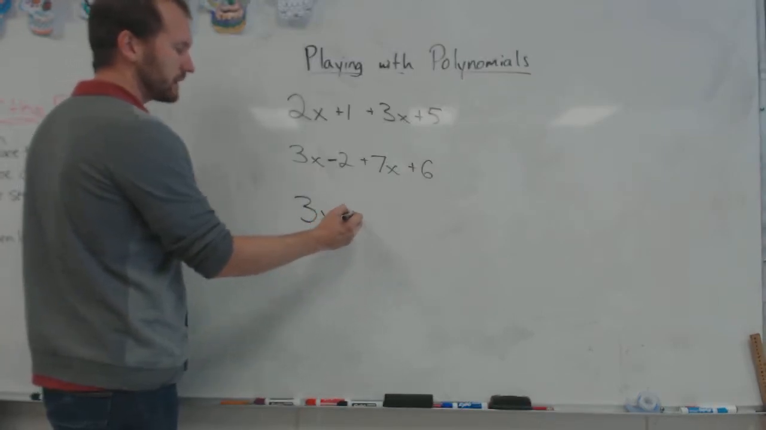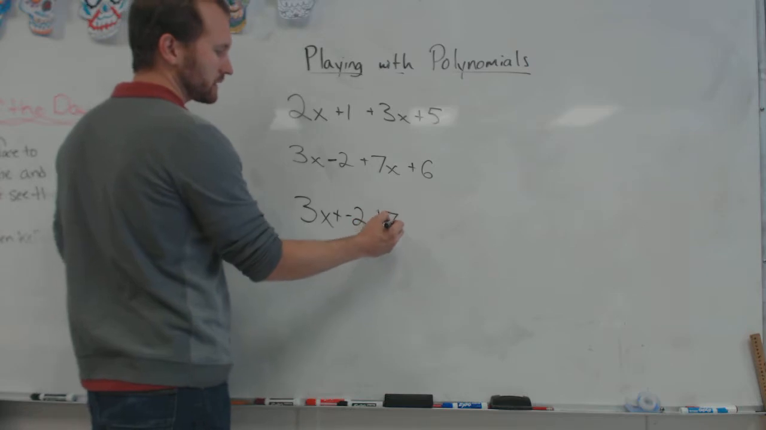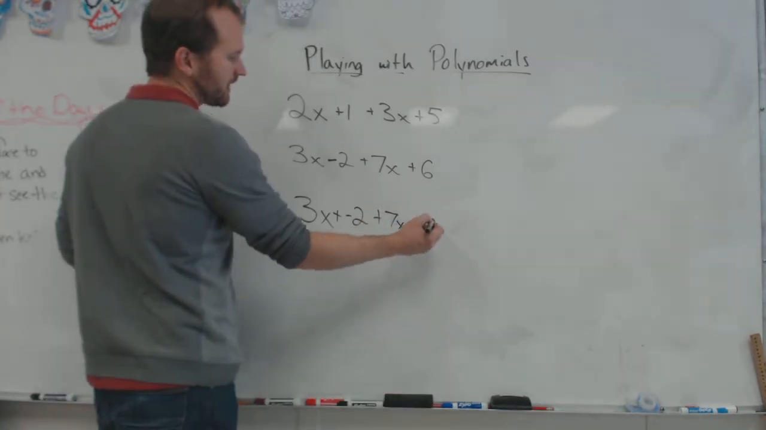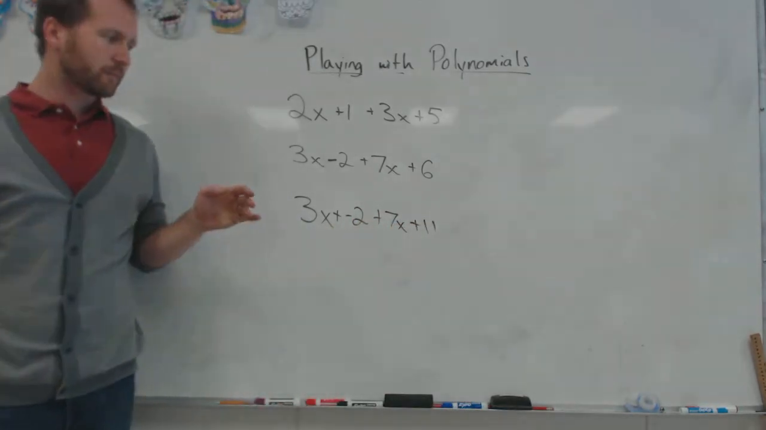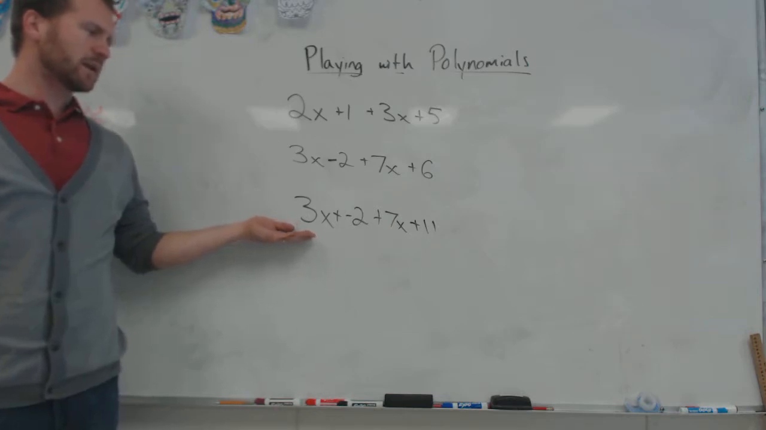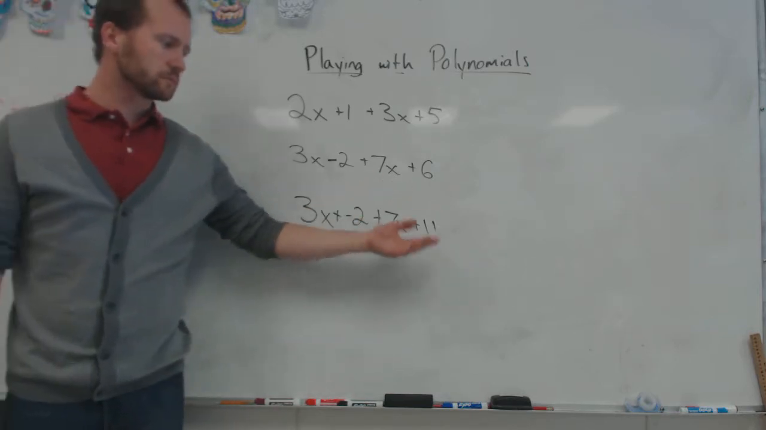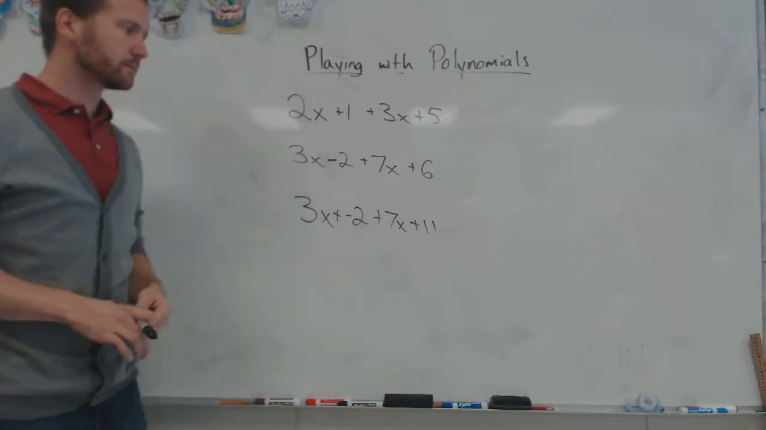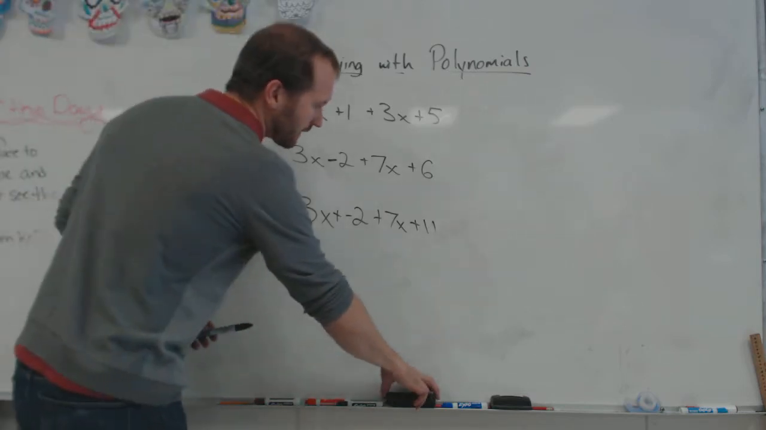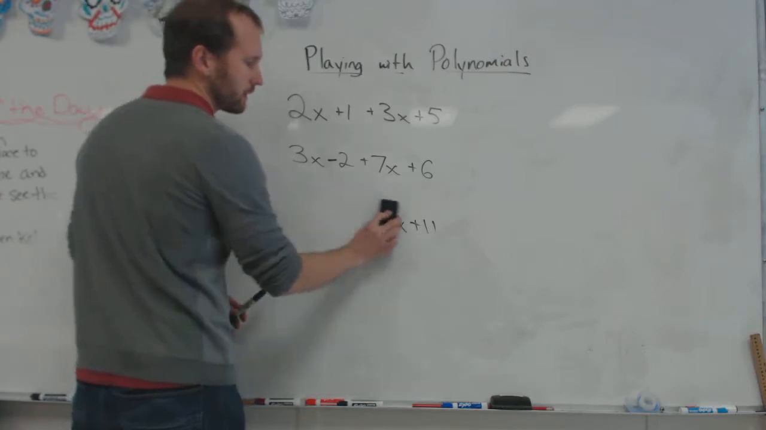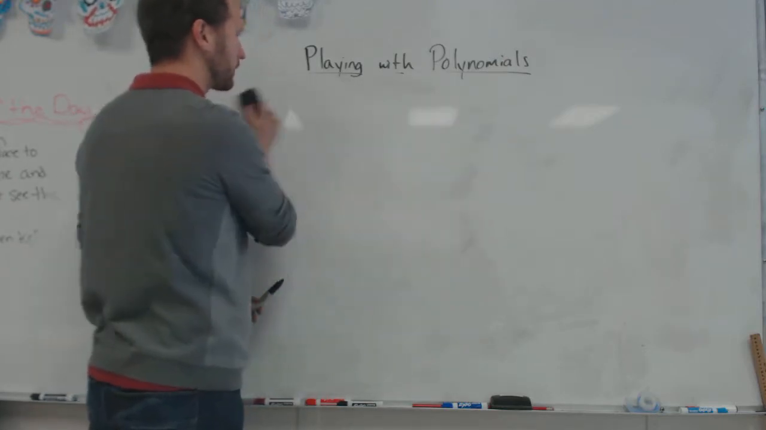What if I had this? 3x plus negative 2 plus 7x plus 11. Let's make it a little different. What are my terms in this polynomial? 3x, negative 2, 7x, and 11. Yeah, very good. They're just numbers now. It's just everything that's being added together is a term.